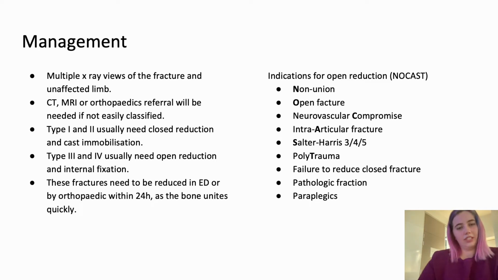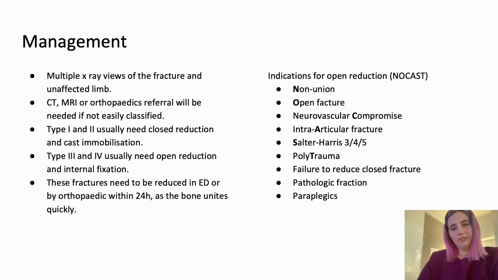Type 3 and 4 usually need open reduction and internal fixation, and these fractures need to be reduced in ED or orthopedics within 24 hours, as the bone reunites quite quickly as they are children and they have quicker healing and can heal in misalignment.